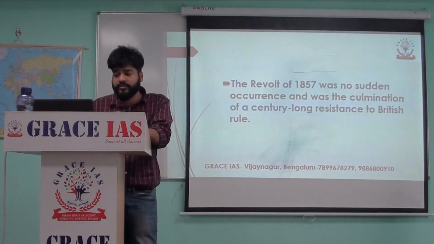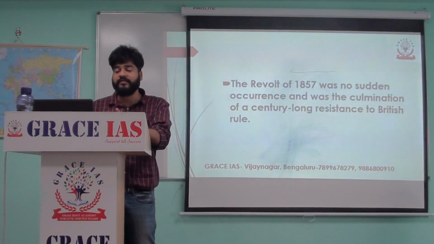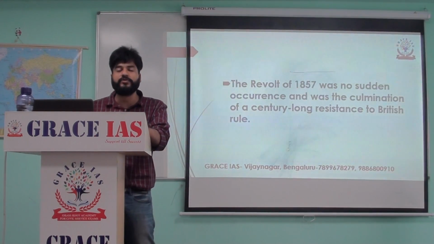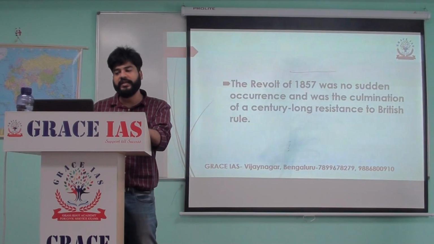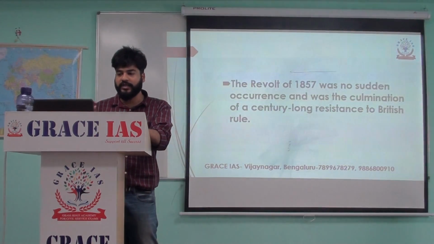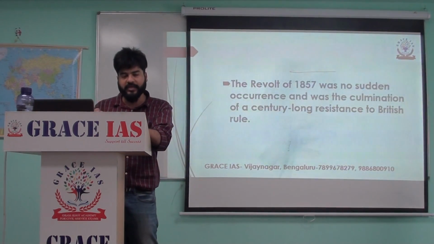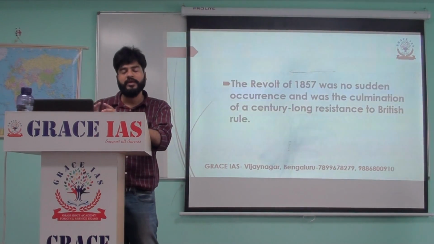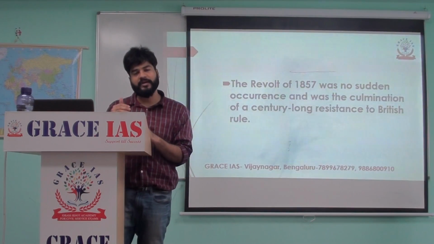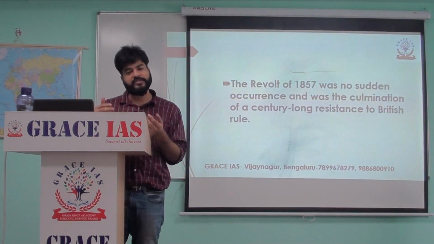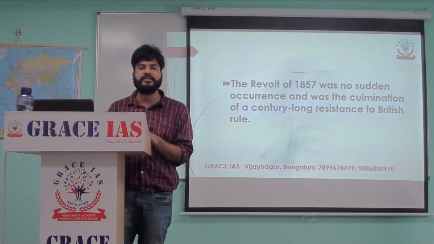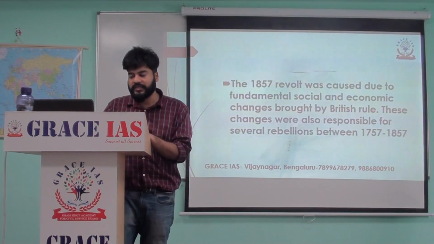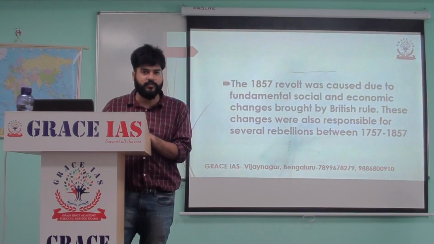You could also use this: the revolt of 1857 was no sudden occurrence and was the culmination of a century-long resistance to the British rule. So you are essentially telling that the fundamental reason behind the revolt of 1857 was not just immediate, but some broad and fundamental reasons were behind it. And it was essentially the culmination of a century-long resistance to the British rule. So you are directly addressing the question. I have used this particular introduction in the answer which I have written.